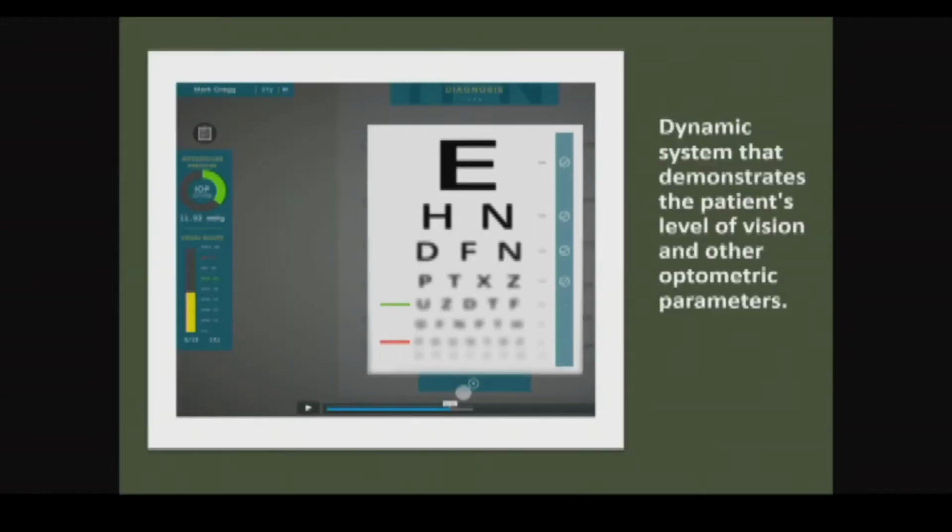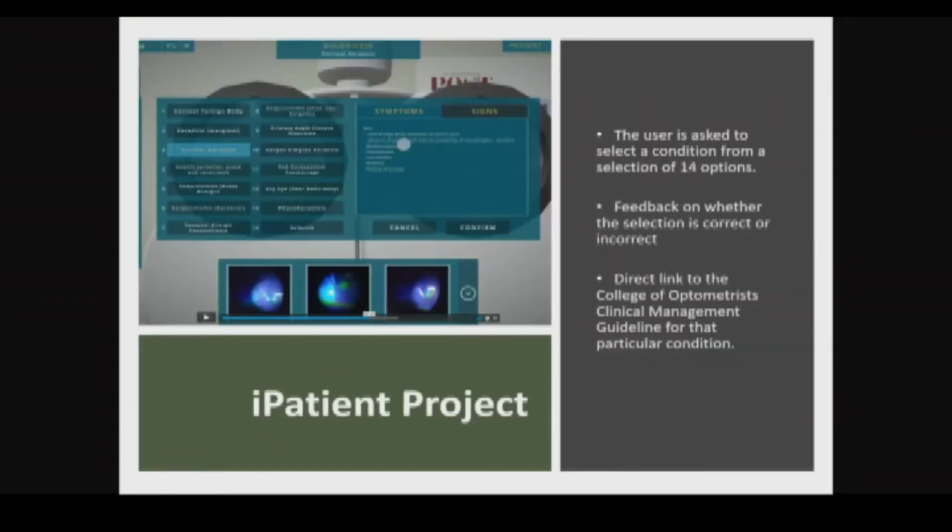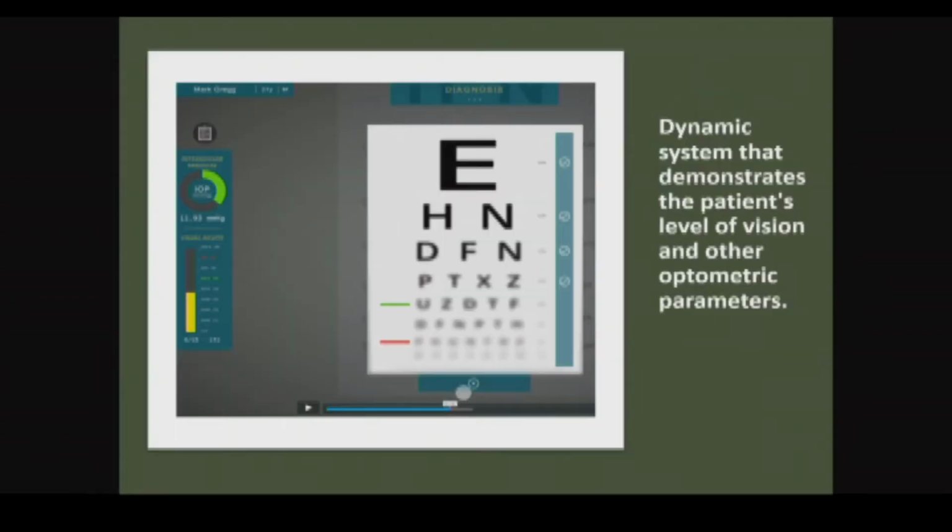They can take a measurement of the patient's vision, and this is a dynamic system that allows the student or the user to see which part of the eye chart is clear and which is blurred. There's lots of other measurements they can take. So they can measure eye pressure. They can apply a stain or a dye to the front of the eye to see if there's any damage to the surface of the eye. So there's a list of different techniques that they can choose to do.